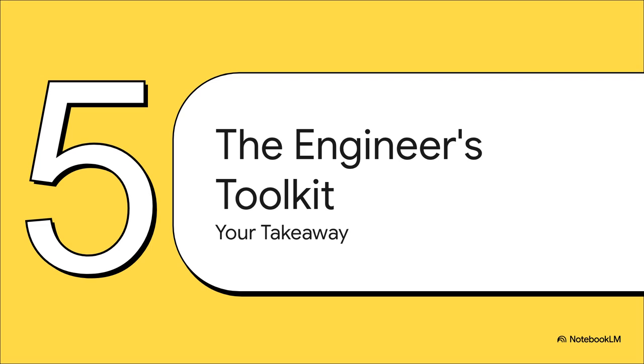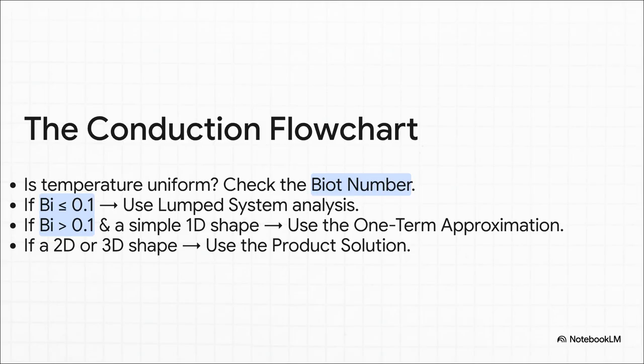So, let's take a step back. We've just climbed this whole ladder of complexity, from a simple lump to a 3D object. And what we have now is a complete, practical toolkit for solving almost any of these problems. Let's lay it all out. This flowchart basically sums up everything. It's your decision-making guide. First thing you do, always check the Biot number. If it's tiny, less than 0.1, your life is easy. Use the lumped system. If it's bigger, you look at the shape. Is it a simple 1D object like a huge wall or a really long pipe? Great, use the one-term approximation. And if it's a more complex 2D or 3D shape, you just build the answer with our Lego block method, the product solution.